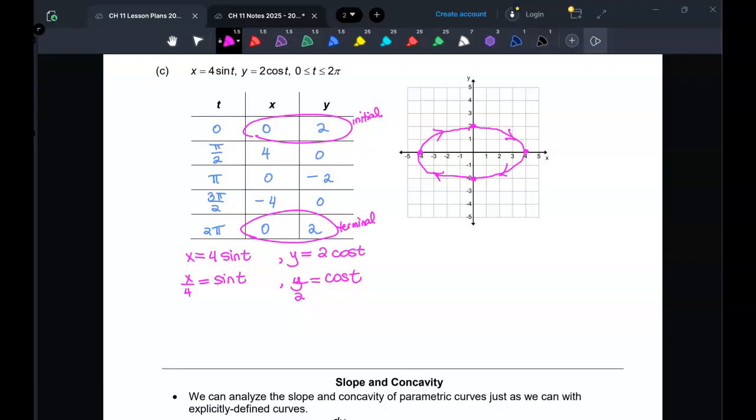When we do that, I look to see, can I easily isolate t? On the very first one, it was easy to isolate t. If that's the case, then we do that and just substitute in. When I see a sine and cosine, I want to isolate the sine and the cosine, and I want to square each of those terms and make it equal to 1. So this is going to be x over 4 squared plus y over 2 squared equals 1. So this will be x squared over 16 plus y squared over 4 equals 1.